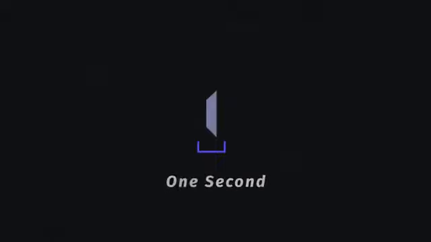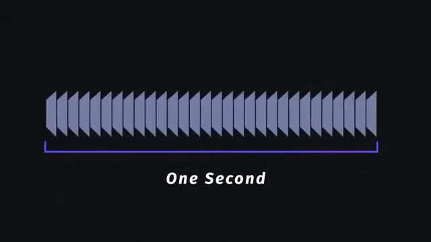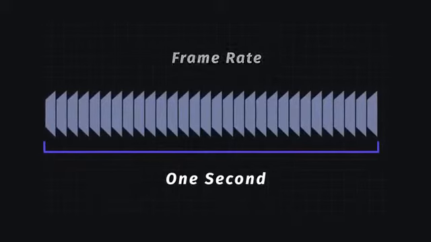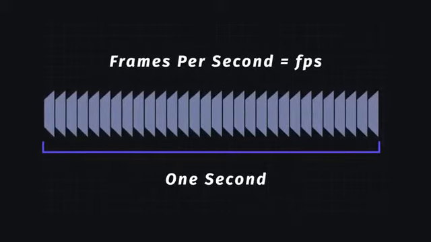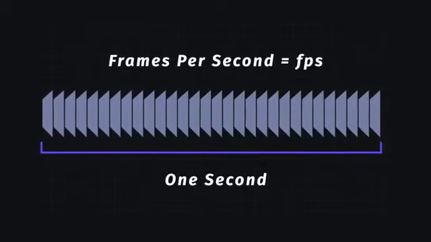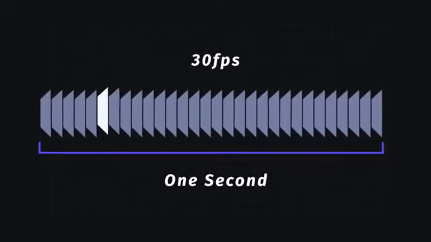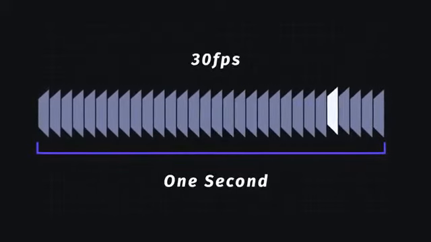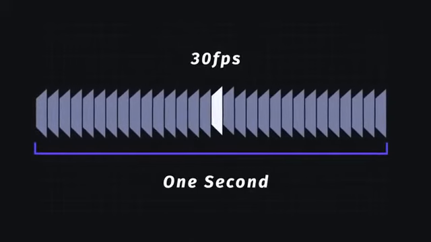Now, the number of individual frames that are shown within 1 second is known as frame rate. Frame rate is expressed in frames per second, or FPS. For example, a frame rate of 30 FPS contains 30 individual frames, or still photos, within 1 second.